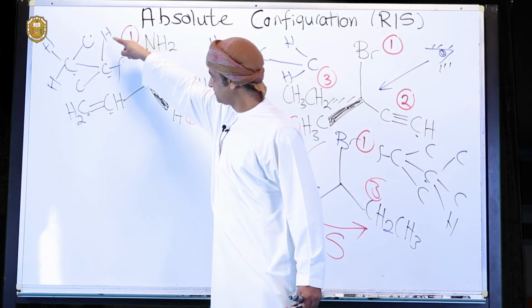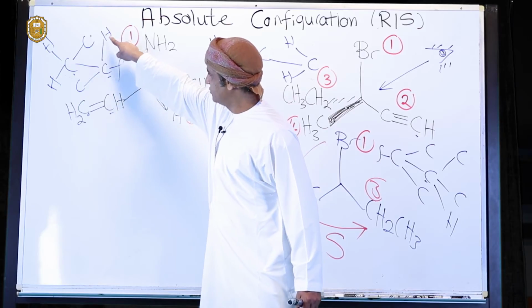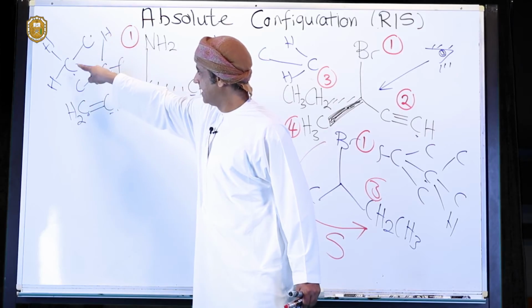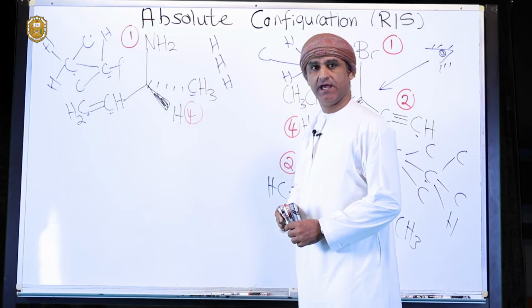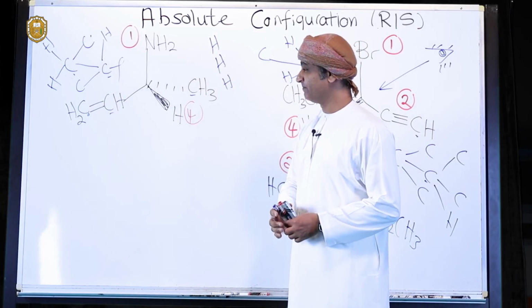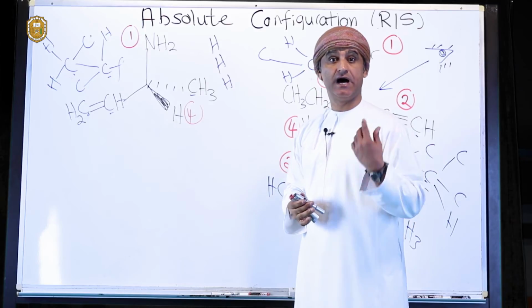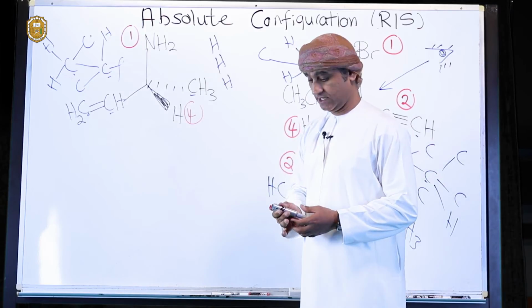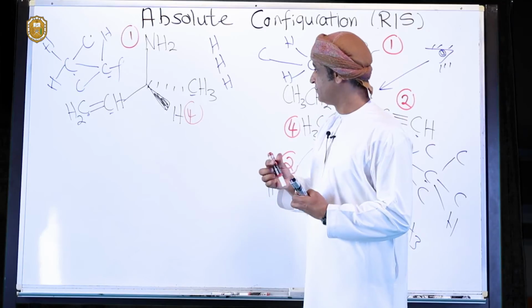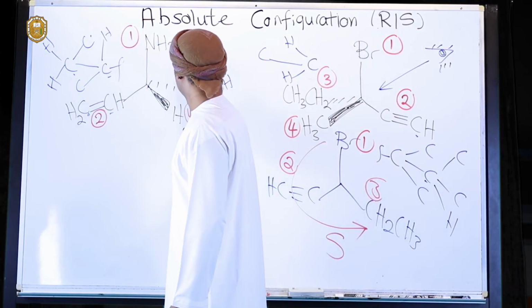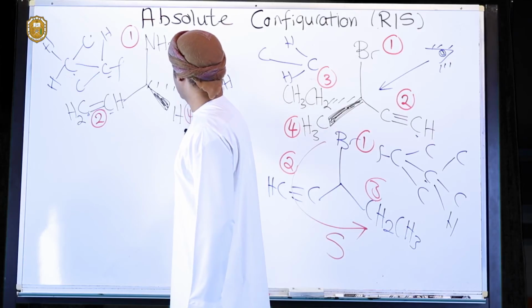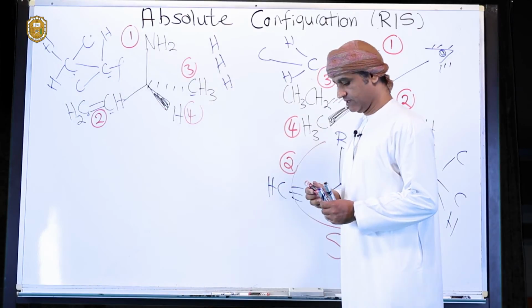If you look at this atom, it has hydrogen, carbon, and carbon, and this one has hydrogen, hydrogen, and hydrogen. So it's very clear that the vinyl group is of a higher priority than the methyl group. Therefore, this should receive priority number 2, and the methyl group should receive priority number 3.